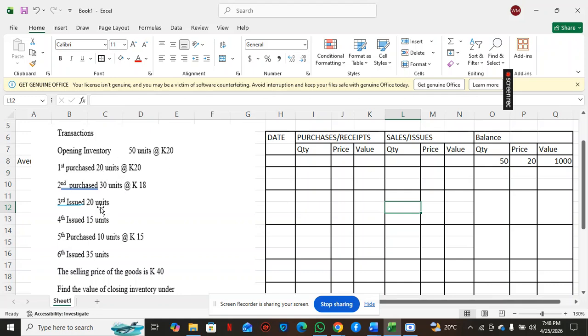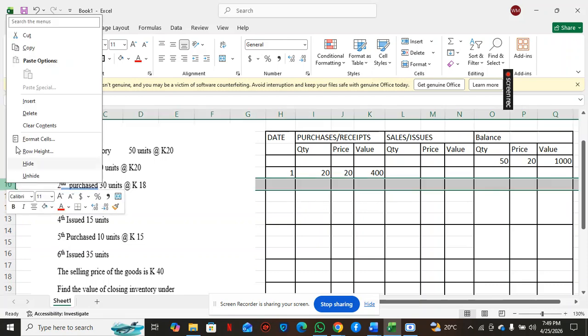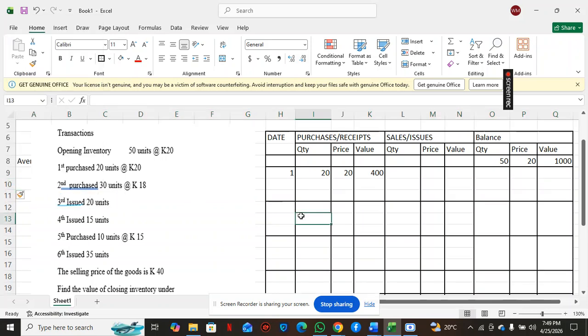Now we look at the transactions. On the first, we purchased 20 units valued at 20 kwacha each. You're going to put here on the first, purchased 20 units valued at 20 kwacha each. So the total we paid for this, let's say you're selling spare parts. Since we've now got a purchase, this is where we're going to have to calculate the average cost.